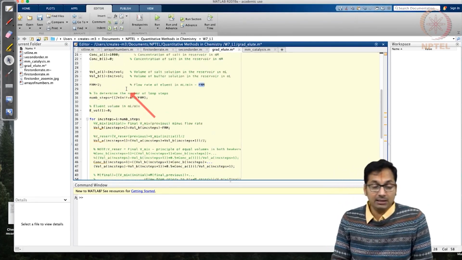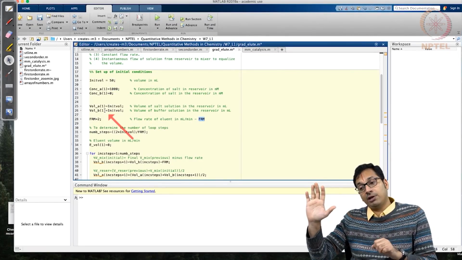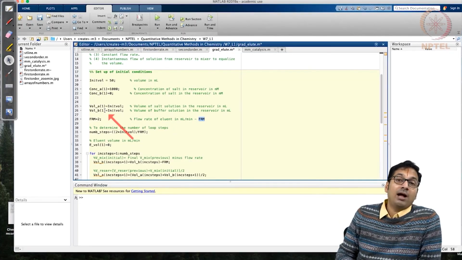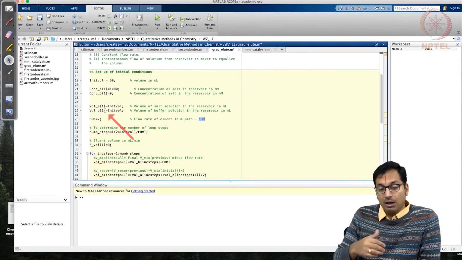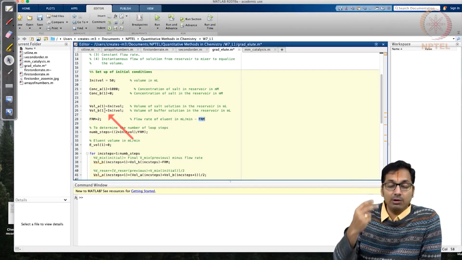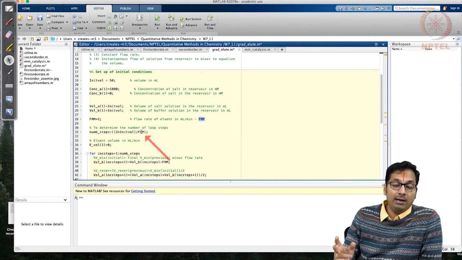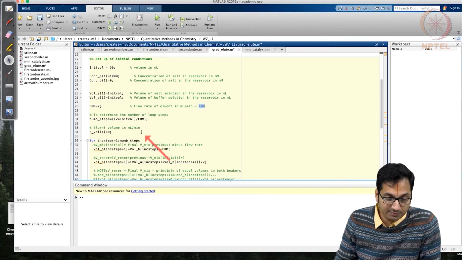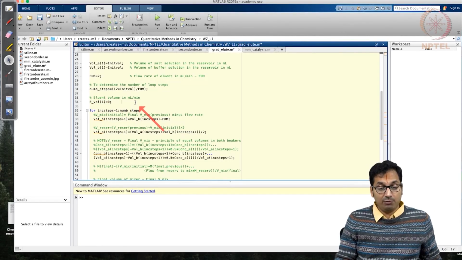If you are able to realize, if you have 100 ml of total solution, 50 ml in reservoir A and 50 in B, about 100 ml has to be eluted out. If 100 ml has to be eluted out, and you have a 2 ml per minute flow rate, you are going to run the entire flow for about 100 ml divided by 2 ml per minute. That's going to be 50 minutes. So I'm just calculating it. I'm also setting the initial concentration of the eluent to 0 molar.